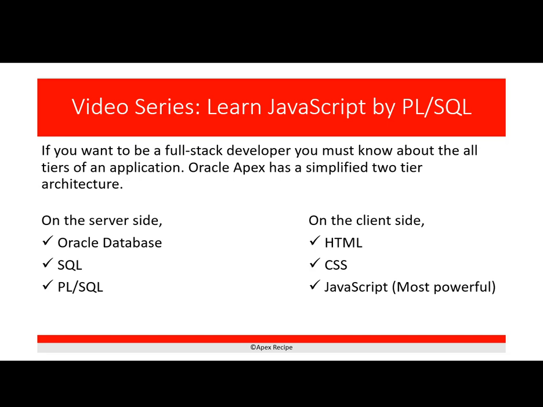If you want to be a full stack developer, you must know about all tiers of an application. Oracle Apex has a simplified two-tier architecture. On the server side: Oracle database, Oracle data modeling, PLSQL, SQL. On the client side: HTML, CSS, and the most powerful, JavaScript.